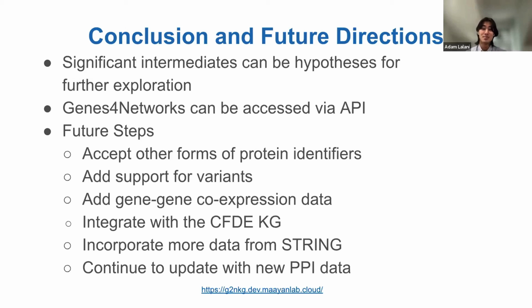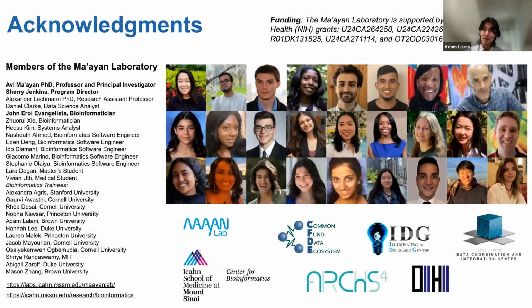I would also like to mention that Genes4Networks can be accessed via API, and in this way can be added to various other workflows, as you'll see shortly in Hannah's presentation. In the future, we plan to improve Genes4Networks by adding other forms of protein identifiers, adding support for variants, adding gene-gene co-expression data, integrating with the CFDE knowledge graph, incorporating more data from STRING, and finally, adding new PPI data as it's released to keep Genes4Networks up to date.